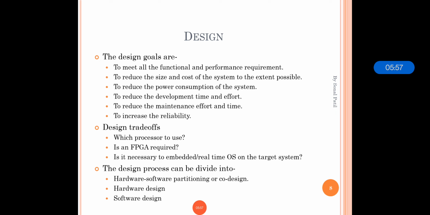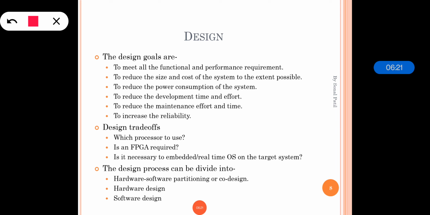Then comes the next phase, that is the design. In the design phase, the validated system specification document is converted into a design. In this phase, the engineers need to carry out the paper design of both hardware and software. To start with, we have to separate out the functionalities of hardware and software.